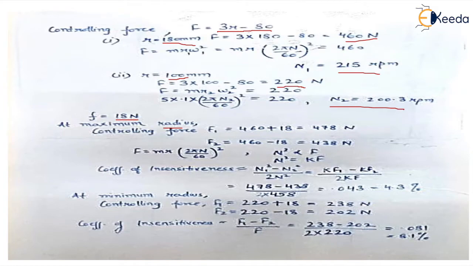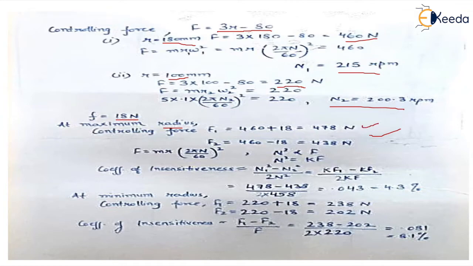Now we already know that friction acts in the direction opposite to that of the motion. So when the ball or the sleeve moves downward, friction acts upward, that means minus 18. And when it moves upward, friction acts downward, which is plus 18. So the two forces F1 and F2 we have got, right?